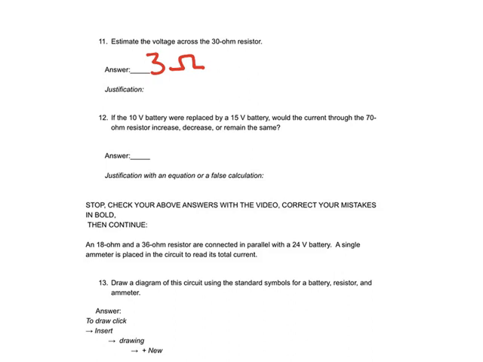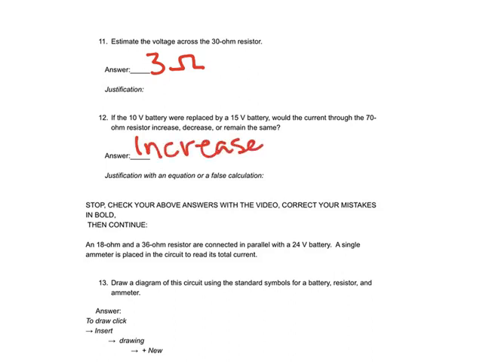And that's just because the voltage across resistors in series is different for each, but adds to the voltage of the battery. That would be your justification. 12. If the 10 volt battery was replaced by a 15 volt battery, would the current through the 70 ohm resistor increase, decrease, or remain the same? It would definitely increase.